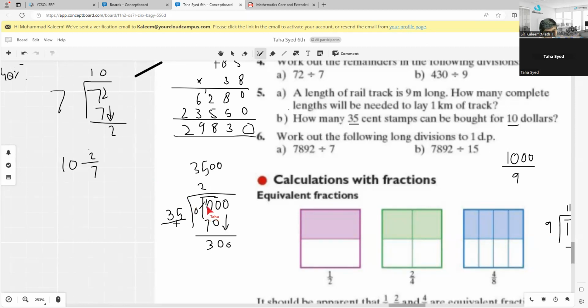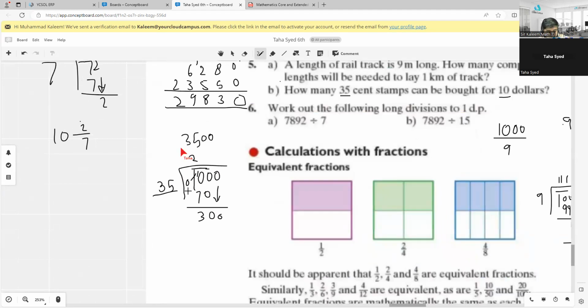Sir, instead of taking a carry, can't we just read it like a 10? Yes, you can also do that. But the rule is that if here we don't have a 1, then you have to apply this rule. Okay. Next, you have to count the table of 35 up to 300.